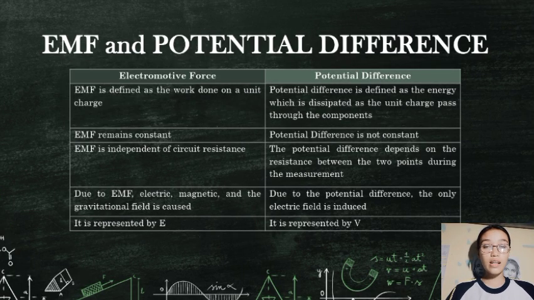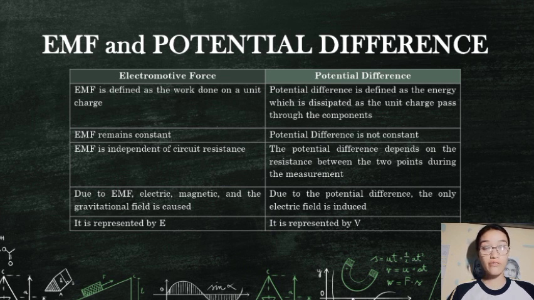So what is the relationship of electromotive force and potential difference? So the EMF is closely related to the potential difference across the terminals of the source. So the potential difference is the energy per unit charge available to the circuit, while the EMF is the total energy per unit charge supplied by the source. In other words, the potential difference is already available in the circuit, while the EMF is what is being supplied to the circuit.